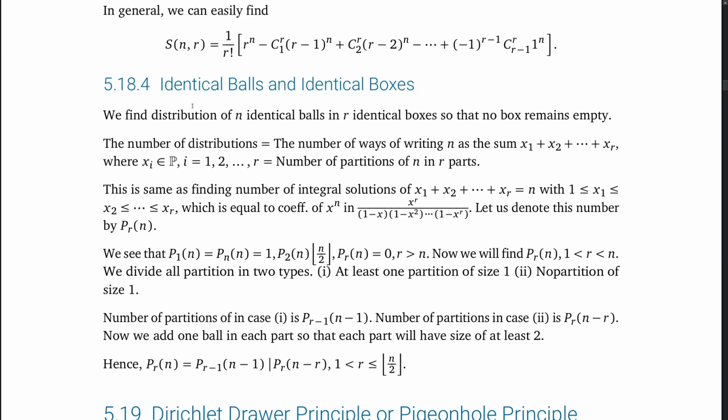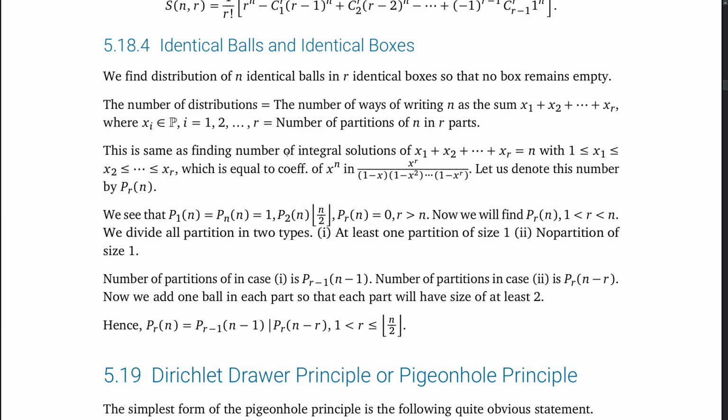The final case is identical balls and identical boxes. In this case, we find the distribution of n identical balls in R identical boxes so that no box remains empty. The number of distributions is equal to the number of ways of writing n as the sum x1 plus x2 through xr, where xi belongs to the set of positive numbers, which is equal to the number of partitions of n in R parts.